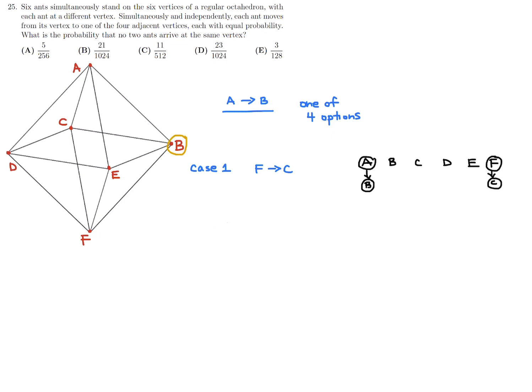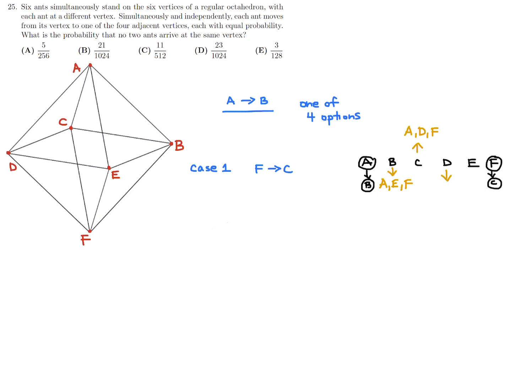B, the ant that's at B, what possibilities does he or she have? He can go to either A, E, or F. Okay? A, E, or F are the choices for B. What about C? The ant that's here, where can that ant go? Well, only the adjacent vertices. C can go to either A, D, or F.